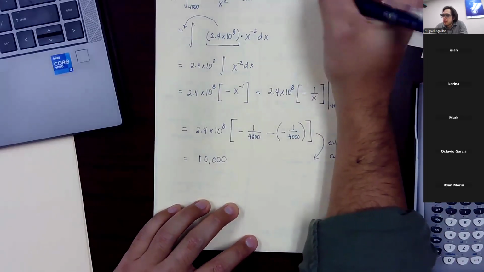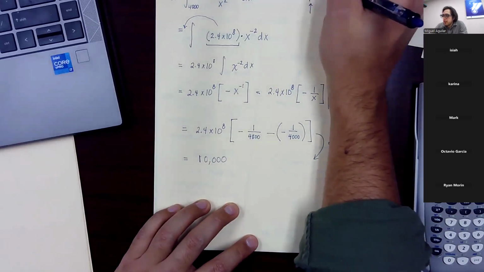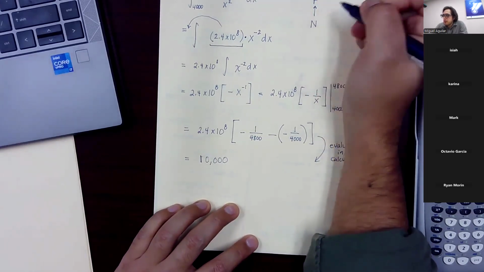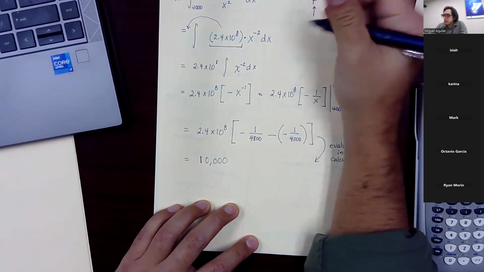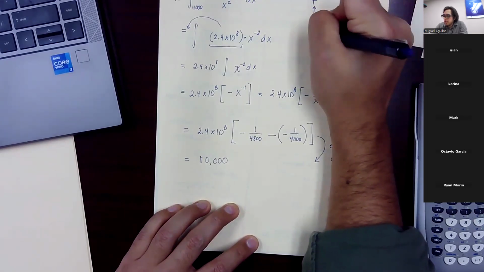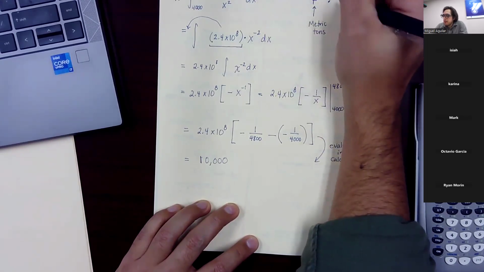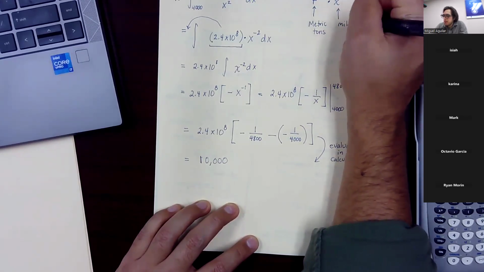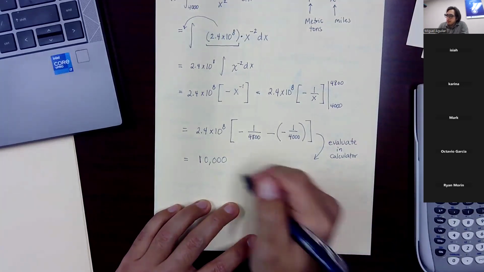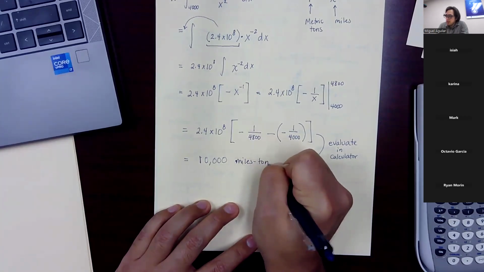10,000. Okay. Let's think about this. Our measurement in force, this is just to figure out the units, was newtons, right? Or no, it was metric tons. Metric tons. And then we integrated with respect to distance. So distance was in miles. So we can call that miles ton.